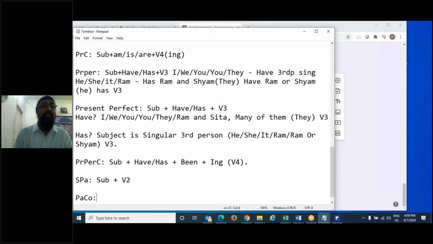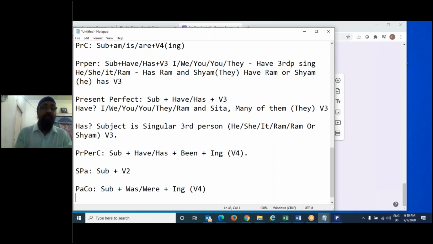continuous, you can say that the rule is subject plus was for singular if the subject is singular, and were for plural, followed by ing. That's when we use was or were. It completely depends on the number of the subject. Is it singular, then we use was, regardless of whatever person, first, second, or third. Singular is was, and if it is plural, it is were. As simple as that. So we need not worry and not get confused again.